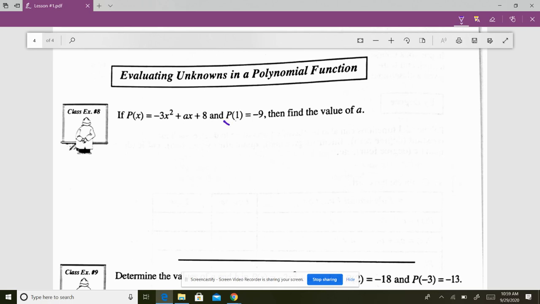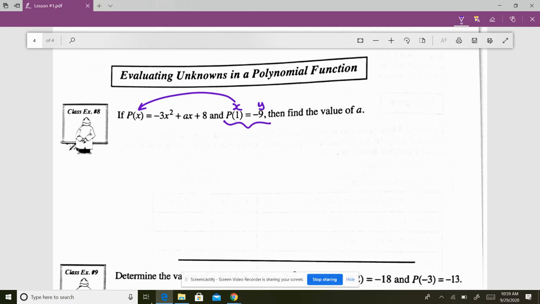So let's just look at this thing here for a sec. The 1 and the negative 9 represent X and Y. Which is which? 1 is X. Whatever's in the brackets is X. So what this is saying is if I put X equal to 1 into this polynomial, what do I get? You get negative 9. That's your Y value, or P of X. So all you do is that, and then you'll have an unknown a, and you can solve for it.